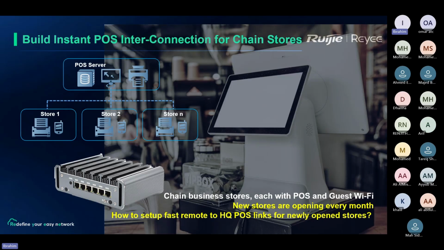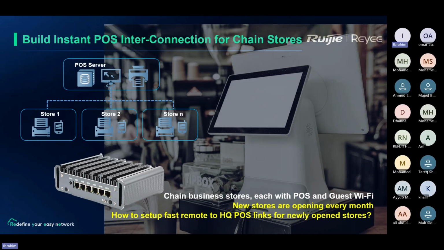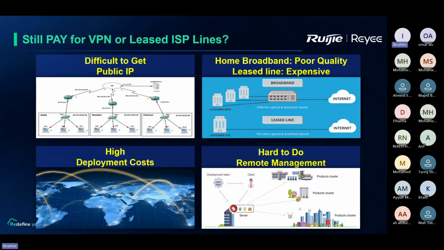So HQ will have a clear connection to the branches. For example, the accounting system and the sales system, all the systems connected to the HQ directly, and of course a secured connection. Not only connection, it's a very highly secured connection.